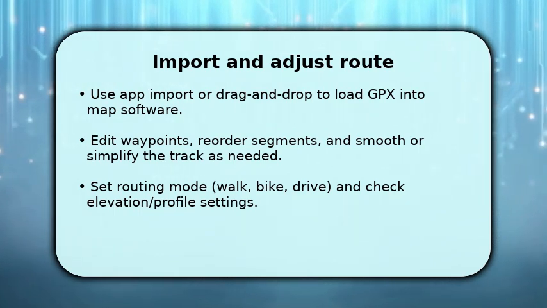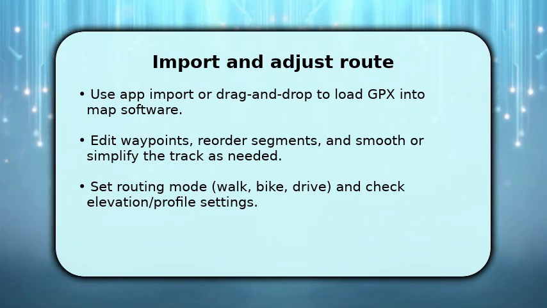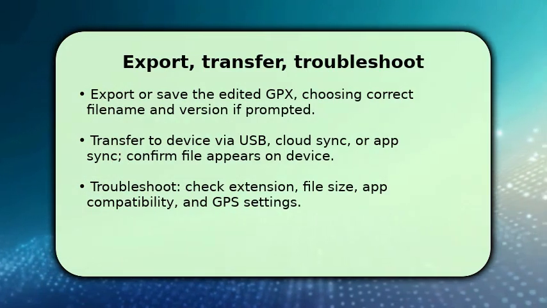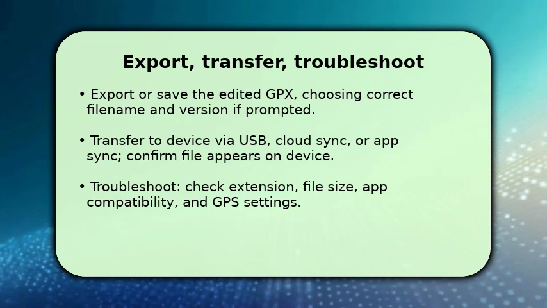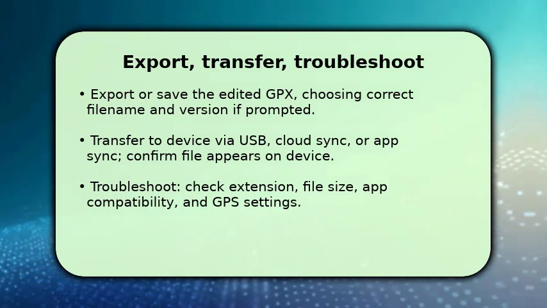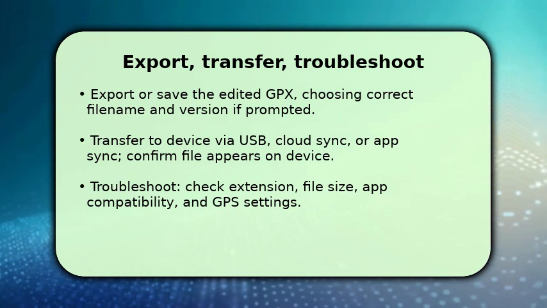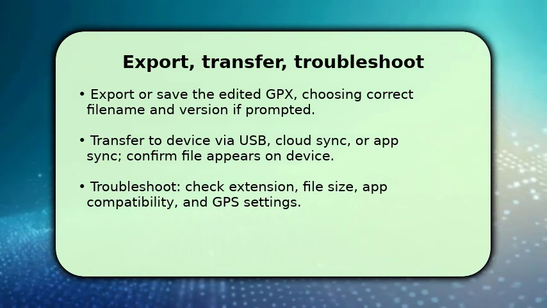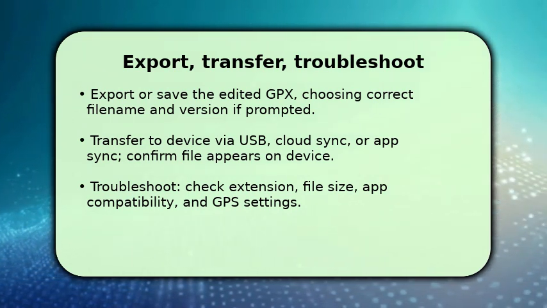You finish by exporting the final GPX and moving it to your device. This closes the loop between planning and navigation. Once exported, use USB, Cloud Sync, or the app's device sync to transfer the file, then open the map app on the device to confirm the route loads and navigation is enabled.